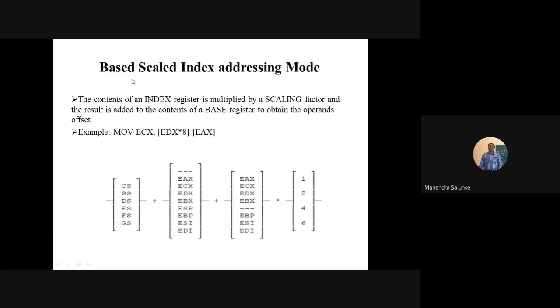Now the next one is the base scaled index addressing mode. So what is this? We have a base register plus a scaled index register. Here you can easily identify this with the example and the diagram. The scaling factor is there for EDX, so EDX is the index register and the base register is EAX. In this example, the index register EDX is multiplied by 8 and then added with the content of EAX to form the effective address, and from that location the value is moved into ECX.